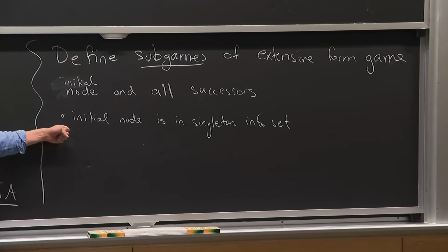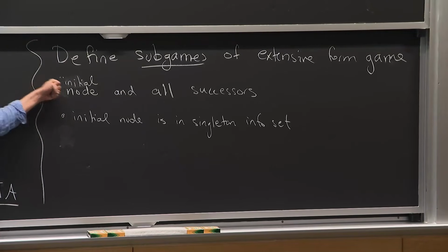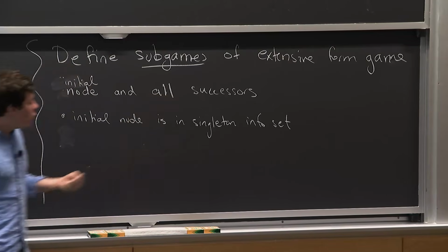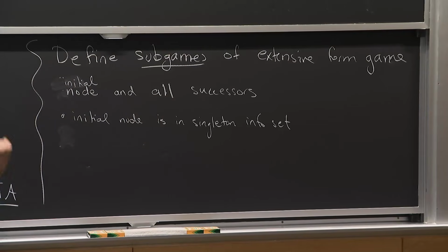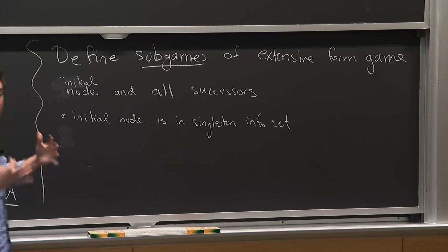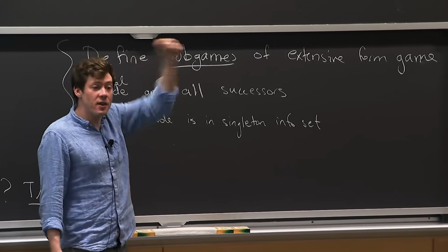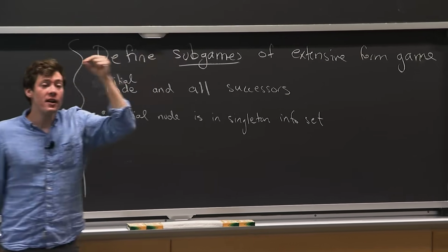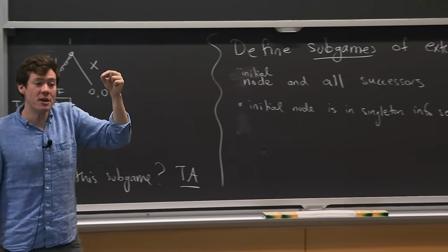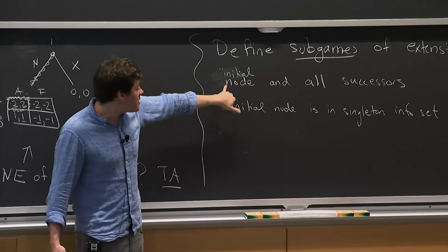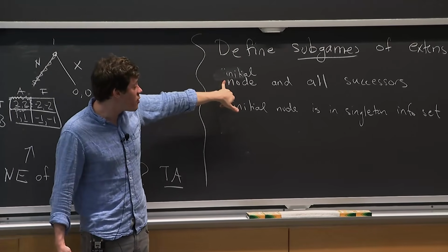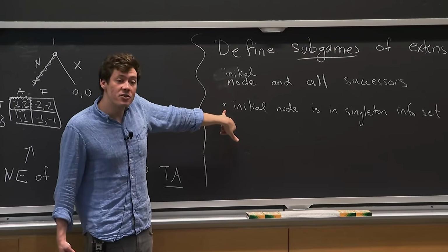And this is just to ensure that this initial node and everything that comes after it would constitute a game in its own right. Remember, when we defined an extensive form game, one requirement of an extensive form game is that it starts with an initial node, and that initial node is by itself in its own information set. So if we want this node to serve as the initial node of our subgame, it better be a singleton information set.